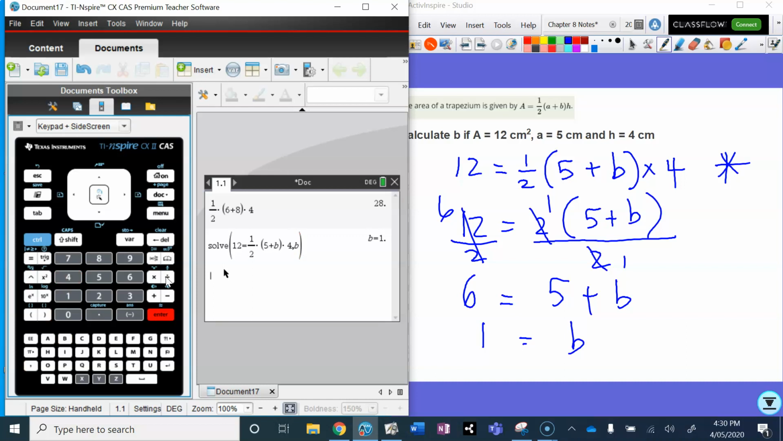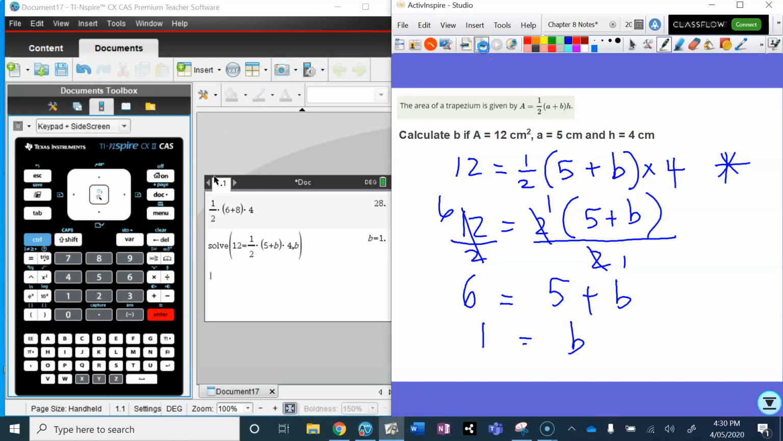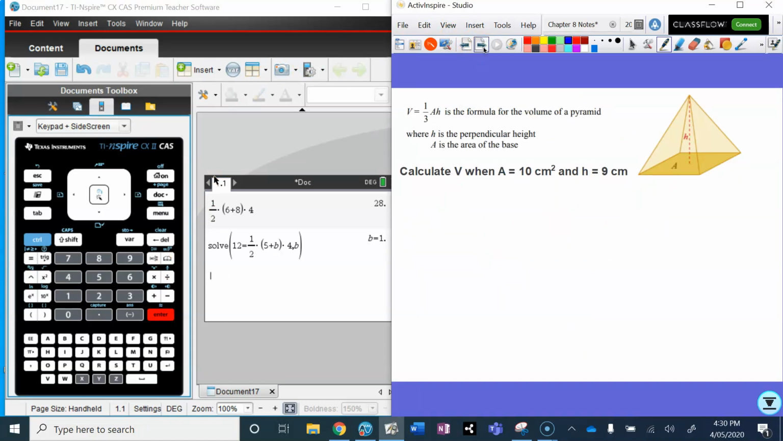And it solves the equation in one step and tells me b is 1. So that's one example. If you're using a formula you haven't seen before, something like the volume of a pyramid, so you wouldn't have used this one in Year 9, but it doesn't matter that you don't know this formula. The algebra skills are exactly the same.